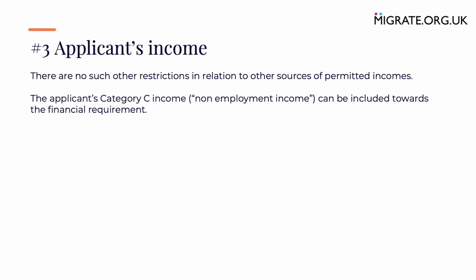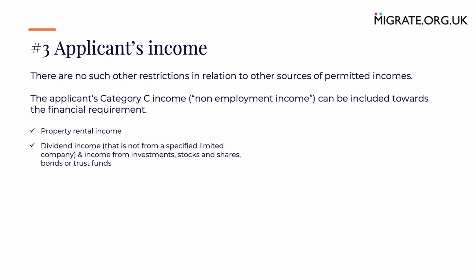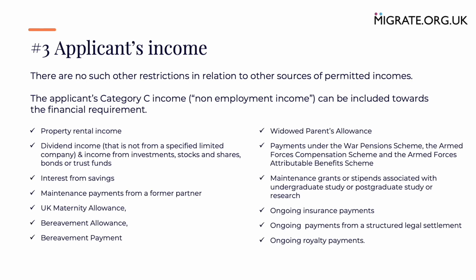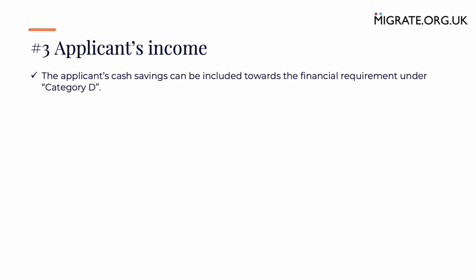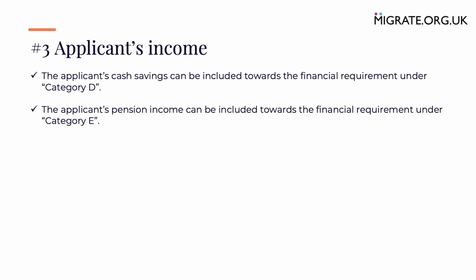towards the financial requirement. Category C income includes property rental income, dividend income that is not from a specified limited company, and income from investments, stocks and shares, bonds or trust funds, and the other sources listed here. The applicant's cash savings can be included towards the financial requirement under Category D, and finally, the applicant's pension income can be included towards the financial requirement under Category E.